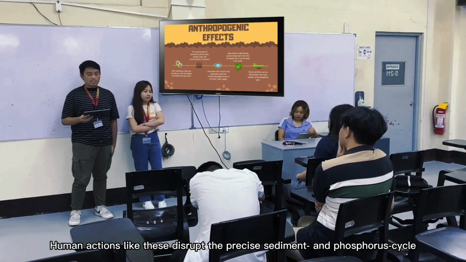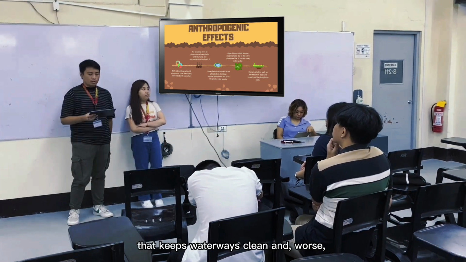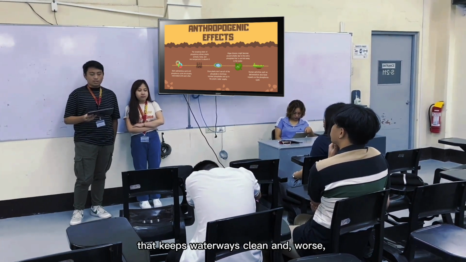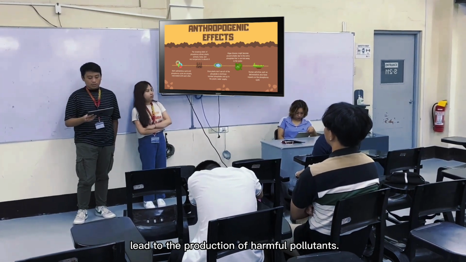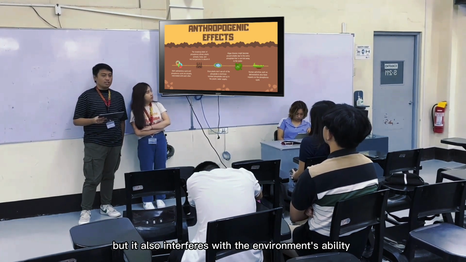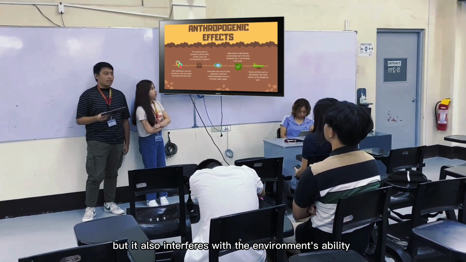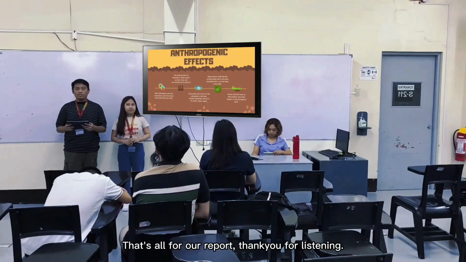Human actions like this disrupt the precise sediment and phosphorus cycle that keeps the waterways clean, and worse, it also leads to the production of harmful pollutants. Not only does it throw off the normally predictable cycle, it also interferes with the environment's ability to maintain its own equilibrium. That's all for our report.